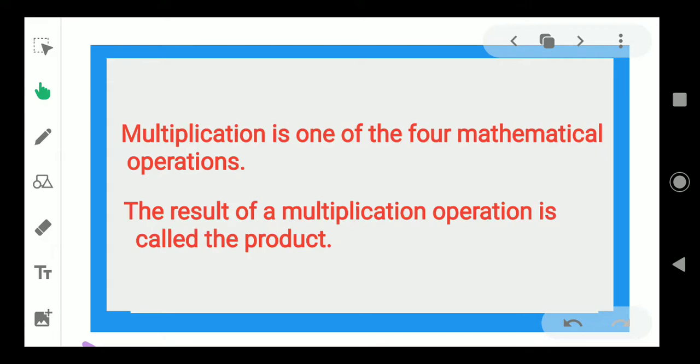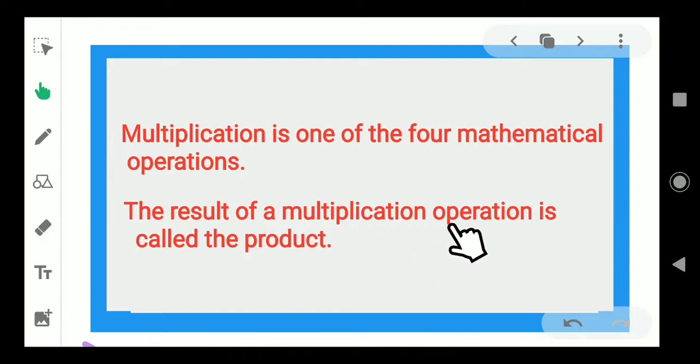What is multiplication? Multiplication is one of the 4 mathematical operations. Which are those 4 mathematical operations? Addition, subtraction, multiplication and division. So today we are going to learn about multiplication, one of the basic mathematical operations. What is the symbol showing multiplication? Into is the sign. It shows multiply.